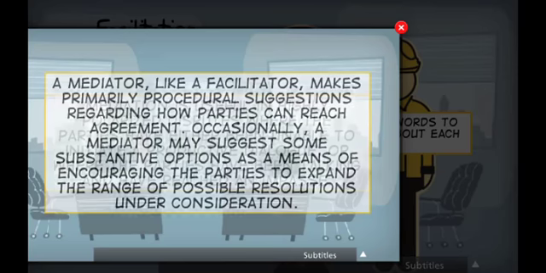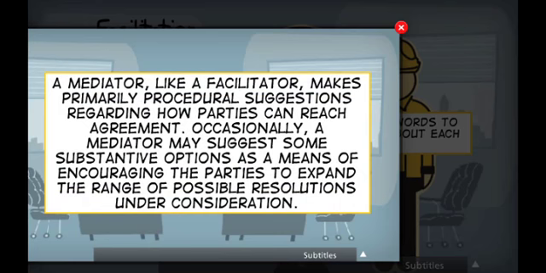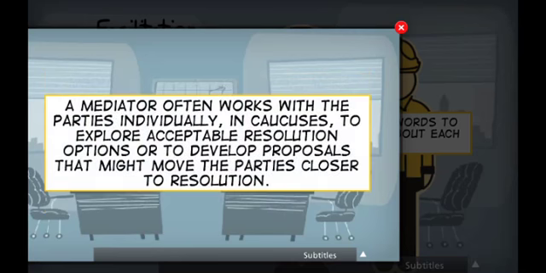A mediator, like a facilitator, makes primarily procedural suggestions regarding how parties can reach agreement. Occasionally, a mediator may suggest some substantive options as a means of encouraging the parties to expand the range of possible resolutions under consideration. A mediator often works with the parties individually, in caucuses, to explore acceptable resolution options or to develop proposals that might move the parties closer to resolution.